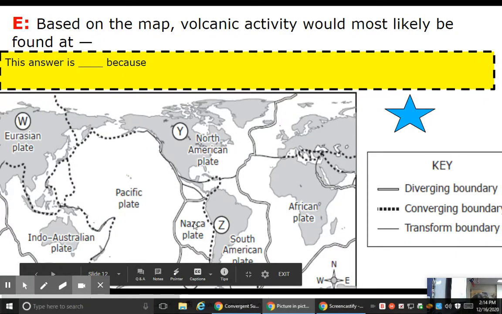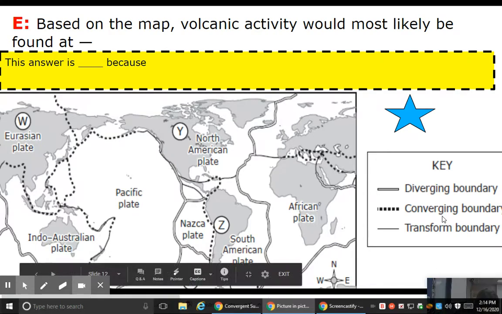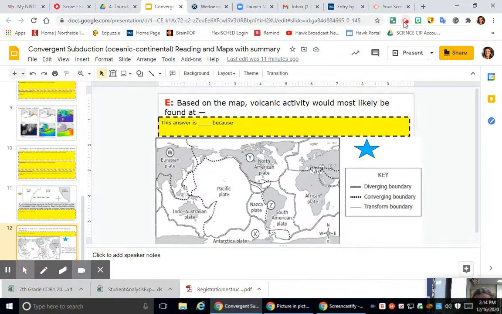But Z is actually located at this dotted line where it's telling you it's a converging boundary. So we know that plates are coming together. The oceanic plate is going to subduct underneath the continental plate. So we're going to get volcanic mountains there. Okay, and X, location X behind here, that's not located on a boundary. So you want to make sure you're looking at your key and the placement of these letters. Okay, the Z would be the best choice because not only is it on a boundary, but converging boundaries. And we know we can find volcanic activity at a converging boundary.